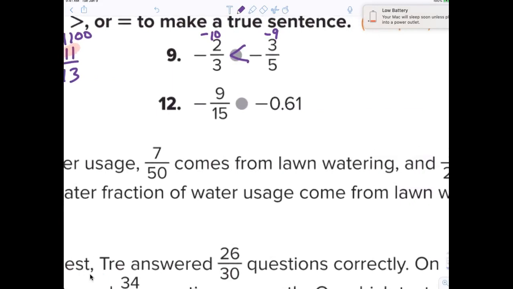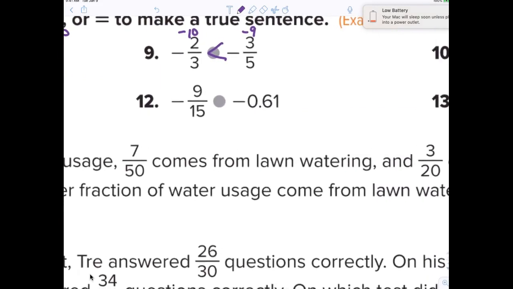All right, number 12. I would probably like to reduce this fraction. What does that reduce to? Negative 3/5. I'm proud of some of you guys for remembering that. That's negative 3/5. Ah, and now what's negative 3/5 as a decimal?